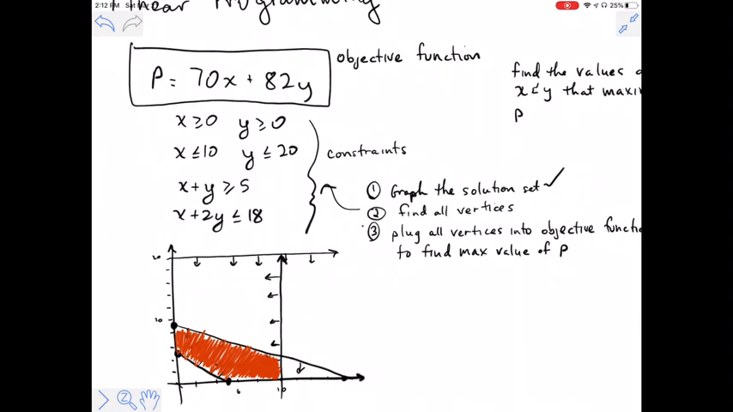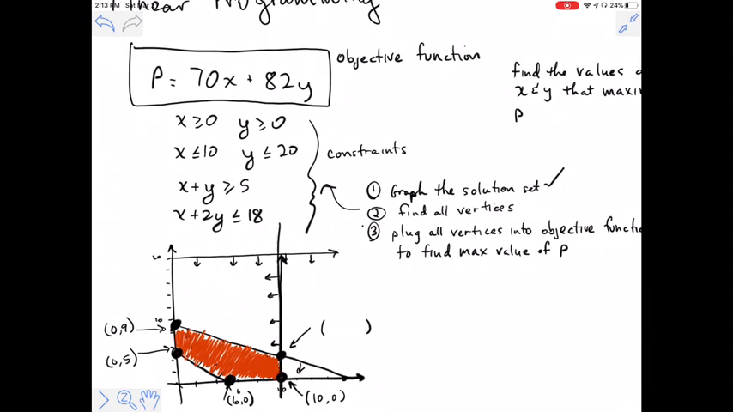Step two, find all the vertices. The vertices are the corner points of the solution set. So I've got a corner right there, corner right here, corner right here, one right here, and one right there. So I need to find all of those coordinates. Some of them are easy to find, like 10, 0. This one is 6, 0. This one here was 0, 5. That one there is 0, 9.